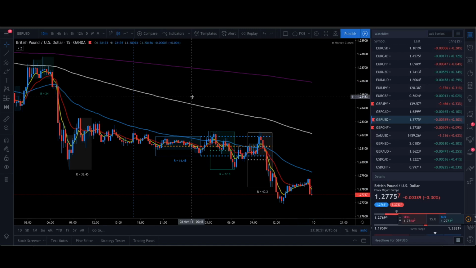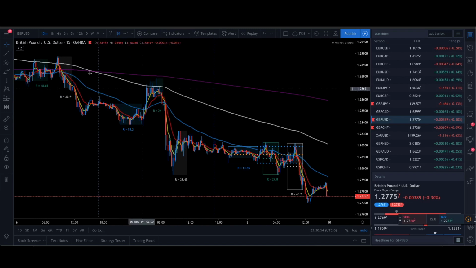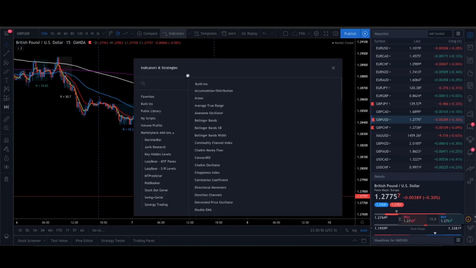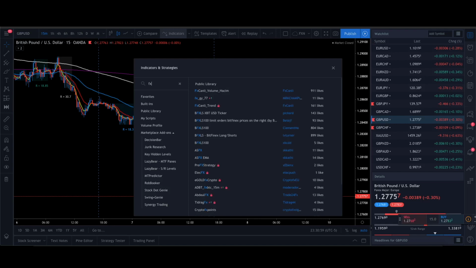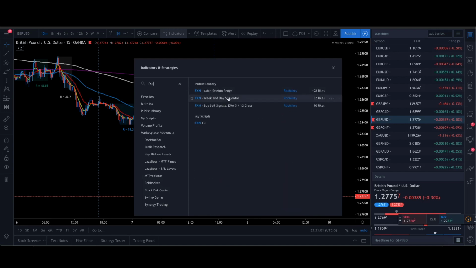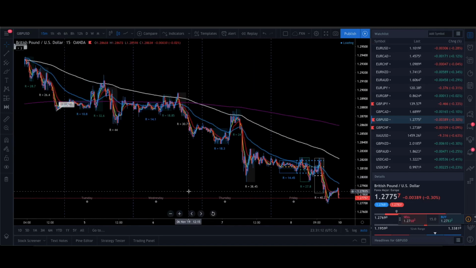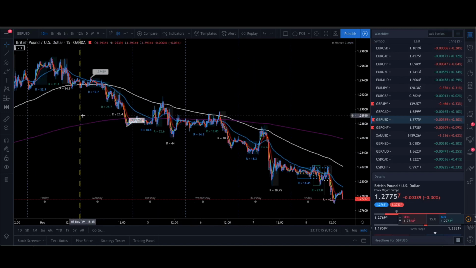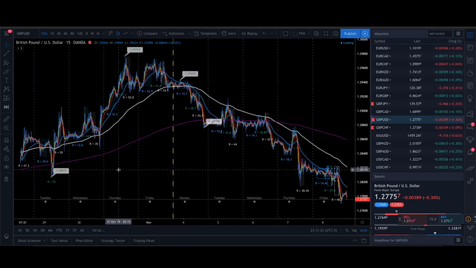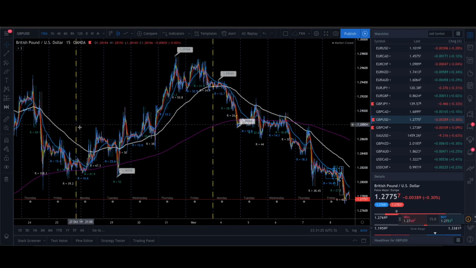Now you might notice when you start adding the indicators, specifically the weekly and day separator, that it gives you the days of the week, so you know what day of the week it is, and then it tells you the beginning of the week here. This yellow line here is the beginning of the week. So if you go back, there's the beginning of the week. That's what it'll give you.